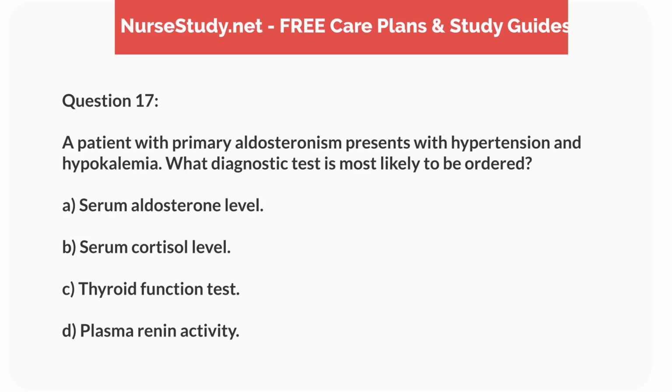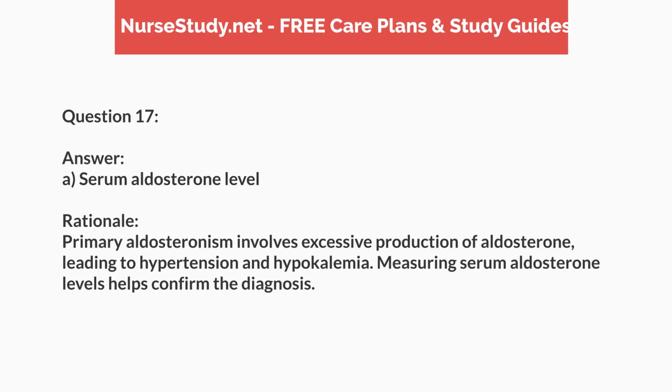Question 17. A patient with primary aldosteronism presents with hypertension and hypokalemia. What diagnostic test is most likely to be ordered? A. Serum aldosterone level. B. Serum cortisol level. C. Thyroid function test. D. Plasma renin activity. Answer: A.